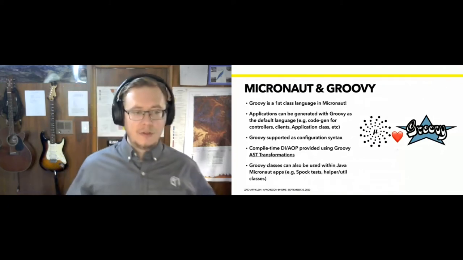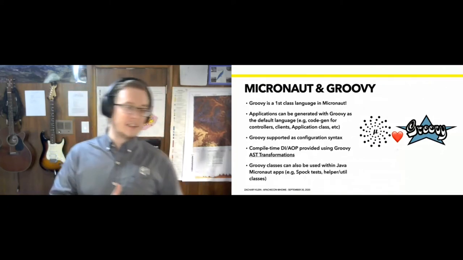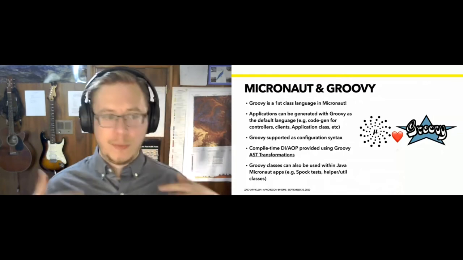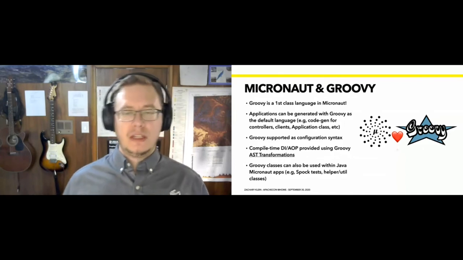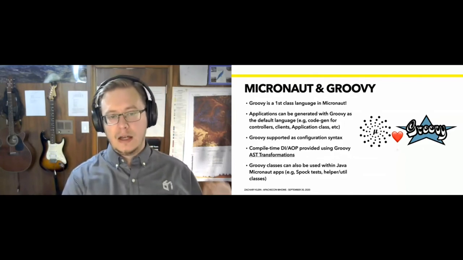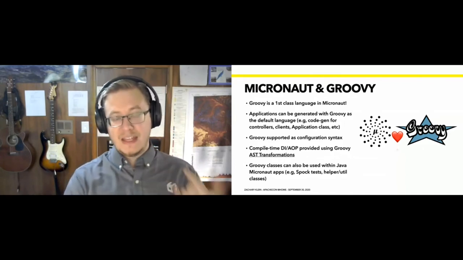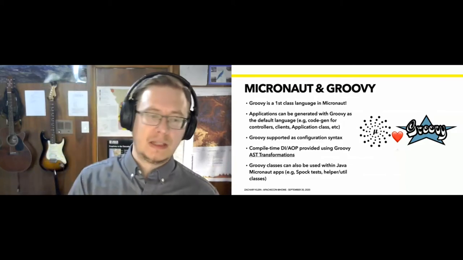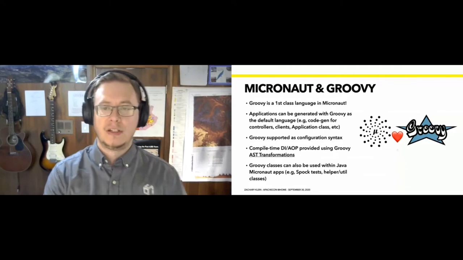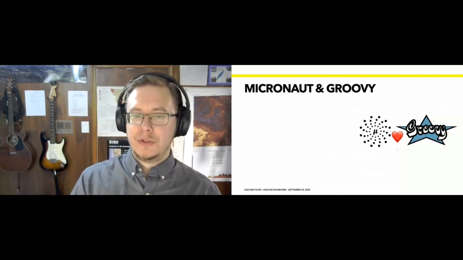And if you do that, if you use the Micronaut CLI, you can create controllers that will be created in Groovy, and the whole thing can be in Groovy. But there's also the use case of creating Groovy artifacts within a Java Micronaut application, which is something that we certainly see quite often. And that's what we're going to be looking at when we come to JHipster.